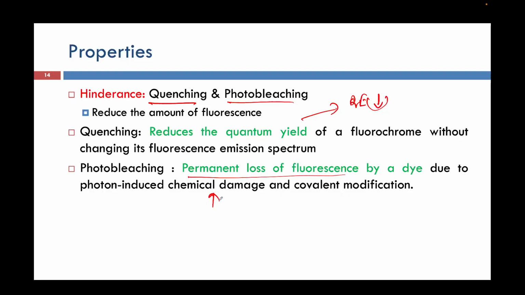Why am I saying chemical damage? Because remember, fluorescence microscopy is generally used to view biological samples, cells, proteins. If I were talking about a metal or hard ceramics, they might not be susceptible to chemical damage, but a biological cell is susceptible, because if high-energy electrons continuously impinge on your material, then chemical damage happens. Why? Because there will be modification in the bonds as well. That is why the permanent loss of fluorescence happens.